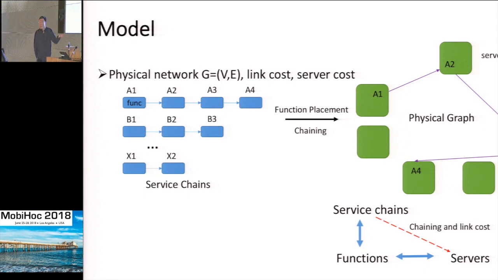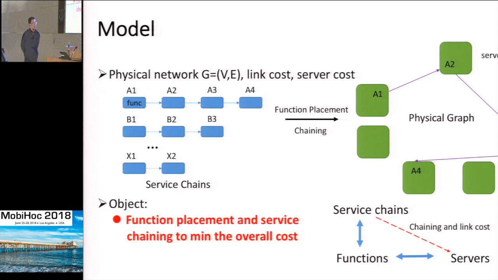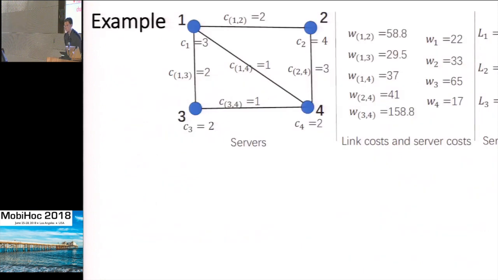And the functions can be placed on a single server, or 2 different functions can be placed on the same server or different servers, so as to map our service chains. And the objective for this function placement and service chaining is to minimize the overall cost.